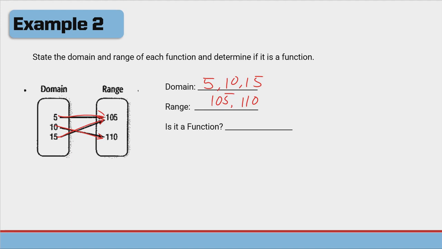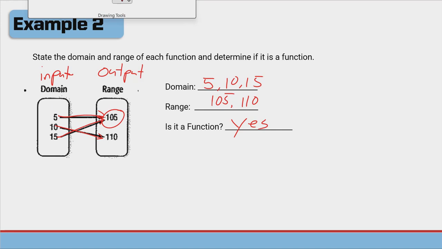Okay, this is technically a function. Just because we have two x values that produced the same y value, that is allowable. So you can have multiple numbers pointing to the same output or range, right? What you cannot have is a domain or input giving you multiple outputs.